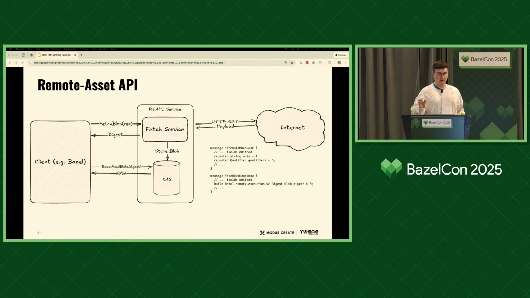And then the remote implementation, the fetch service, can then fetch it from the internet, store it in the content addressable storage, and give you back the digest. And then later on, you can actually read the data from the content addressable storage.